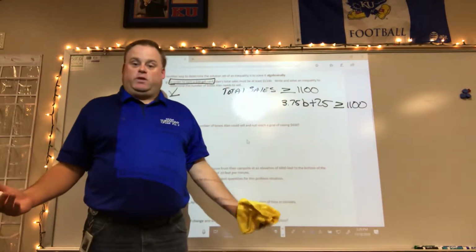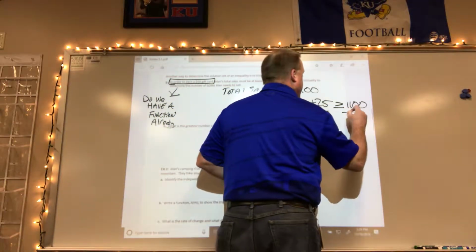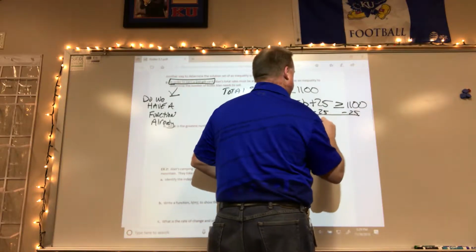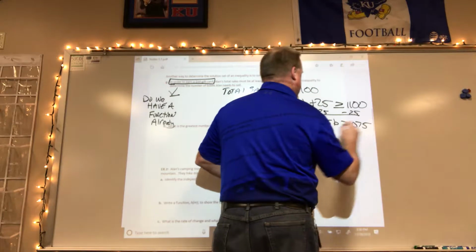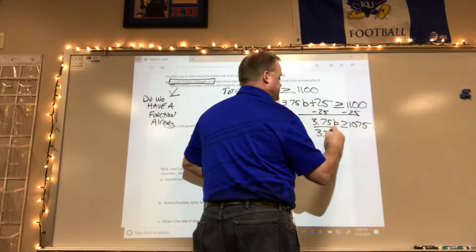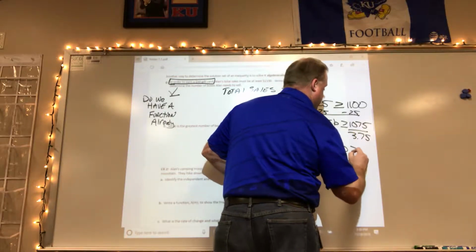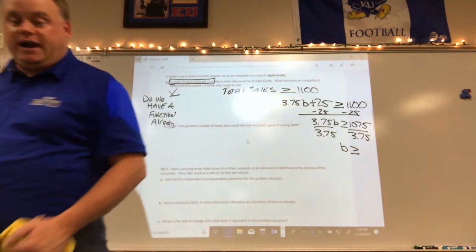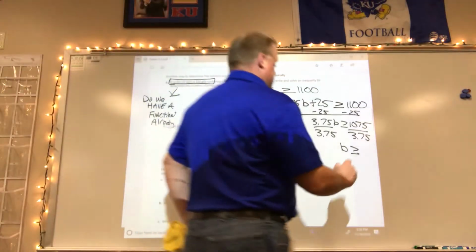I'm just solving a simple equation. This is a two-stepper. Subtract 25 from both sides. That's 1,075. Divide by 3.75, and b is greater than or equal to, and get your calculator. Here we go. Let's figure it out. What do we got?